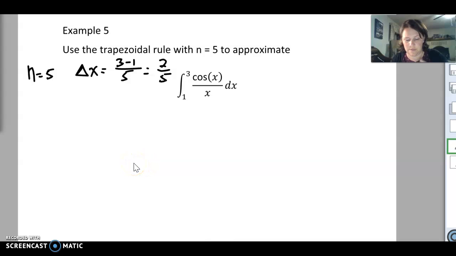So on this one, we need to know what our endpoints are. Don't have to worry about midpoints on this one. We just need endpoints, but endpoints are very important. So let's go ahead and list those endpoints. And these are our x terms.